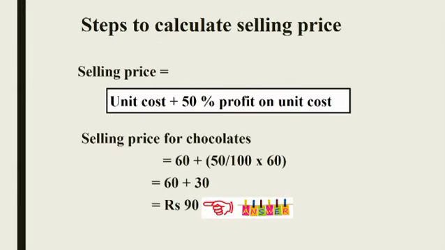Now, let us see the steps to calculate selling price. Selling price is equal to unit cost plus 50% profit on unit cost. The selling price for chocolates is 60 plus 50 divided by 100 multiplied by 60 is equal to 60 plus 30 is equal to 90 rupees.